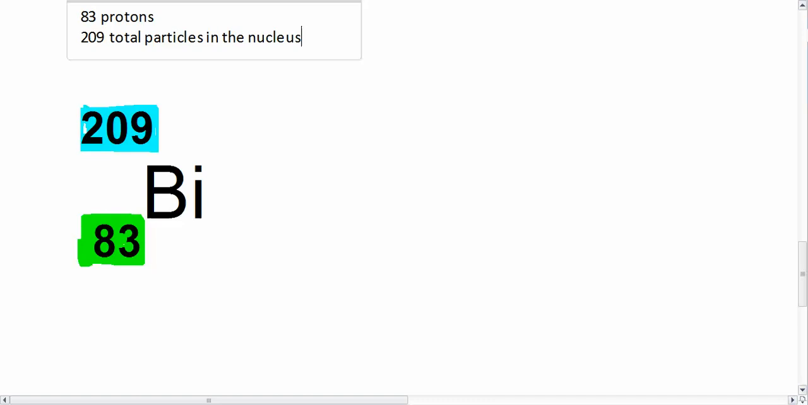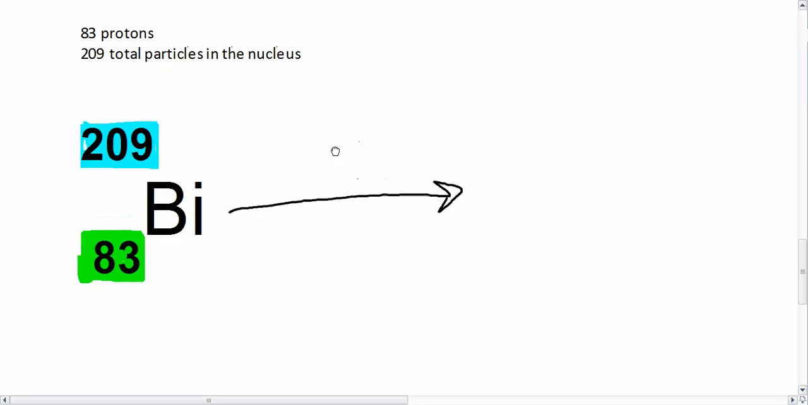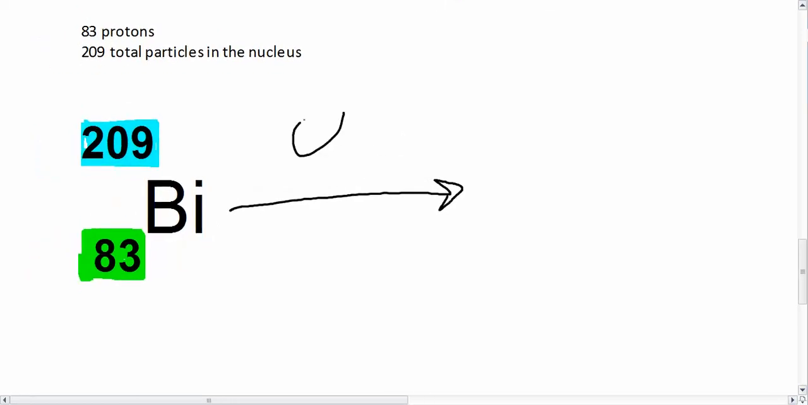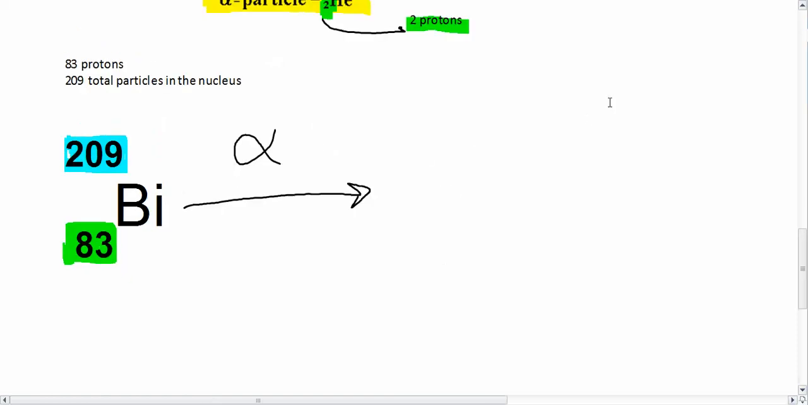So we're going to write this out just like we would write a chemical reaction, as a way of showing what happens when bismuth undergoes alpha radiation. So I'm going to draw an arrow. Okay. And I'm going to draw the alpha symbol on top. And that means that this is alpha radiation. So, well, first I know I'm going to produce an alpha particle. So that alpha particle has a mass of 4 and an atomic number of 2.